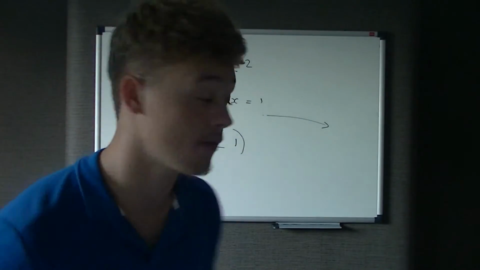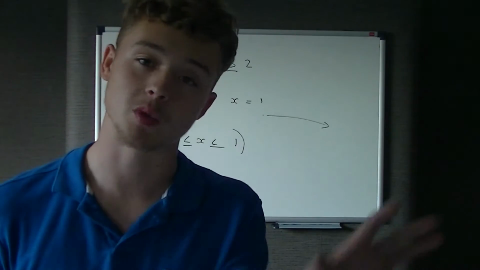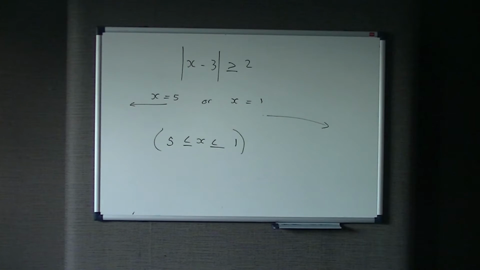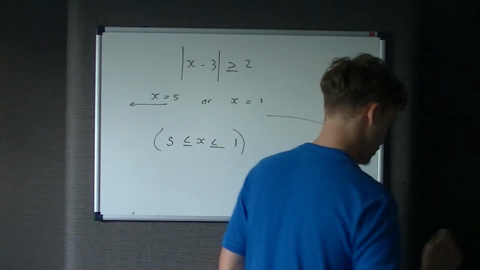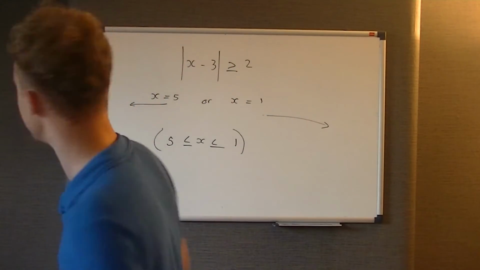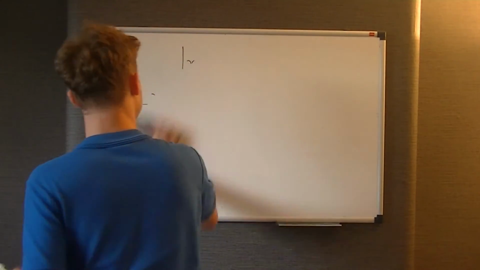Obviously we could do this by a graphing method with y equals 2 and y equals |x take 3|, but hopefully you understand what I've just talked about and how that's been explained. Is that a bit better? Yeah.